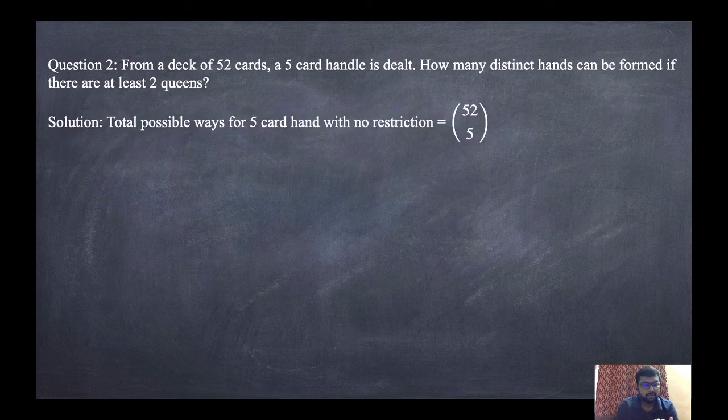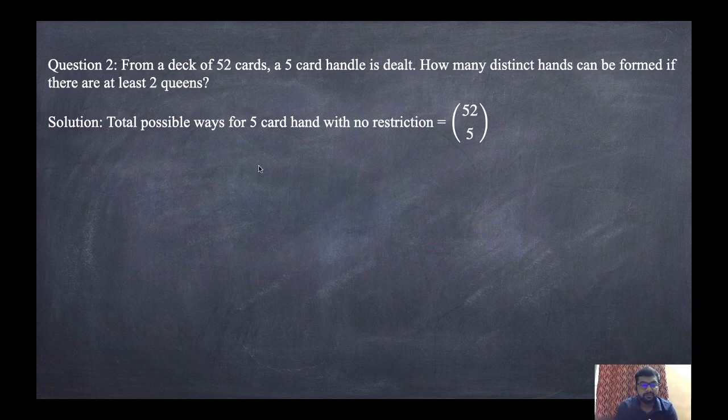Now, this example can also be done like the previous one. There are at least two queens. In a deck of 52 cards, how many queens are there? Total four queens are there. So how can we solve this like the previous one? At least two queens means there can be two queens, three queens, or four queens. So we just take three cases and then add them. But here we are doing it in a different manner.